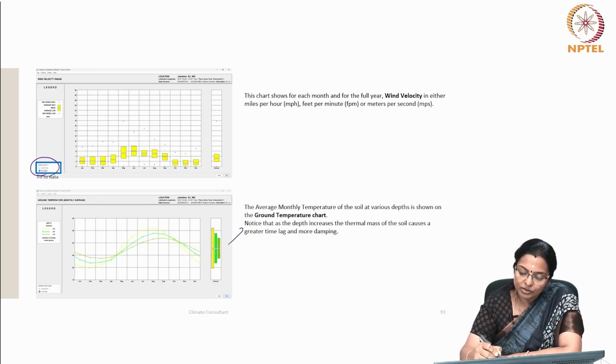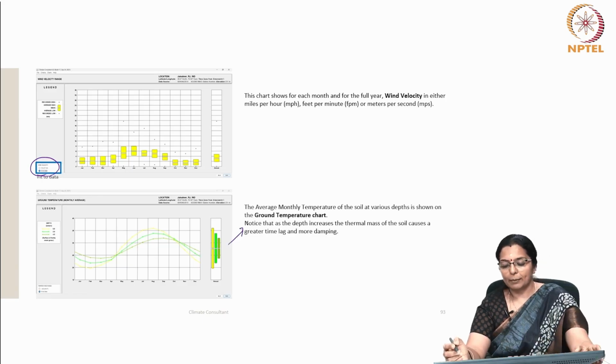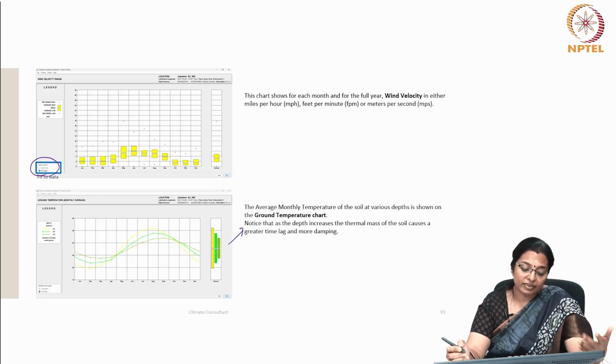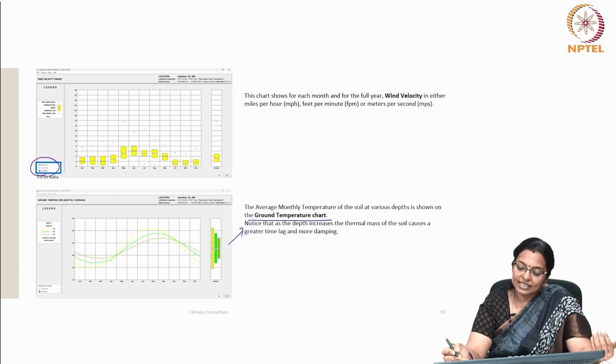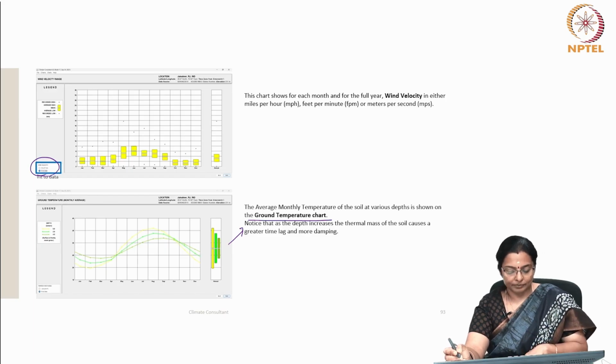Whereas this shows the average monthly temperature of the soil at various depths, and it is called the ground temperature chart. You should notice that as the depth increases, thermal mass of the soil causes greater time lag and more dampening.